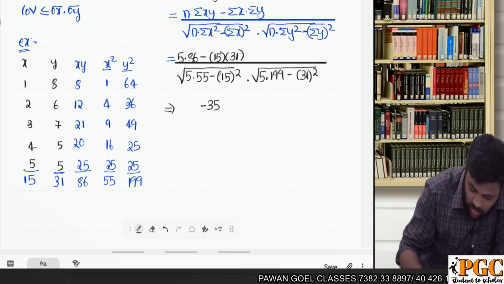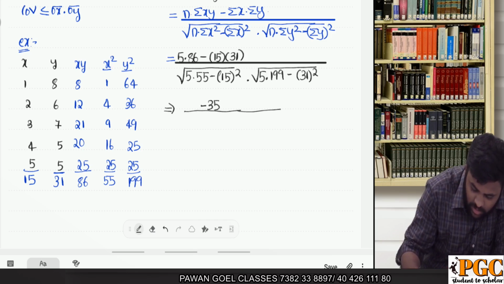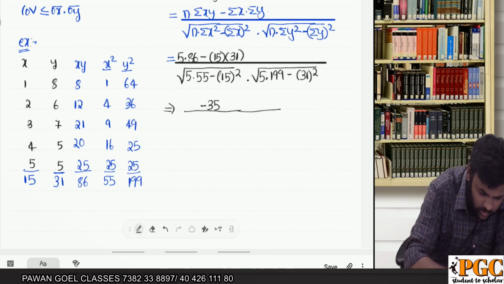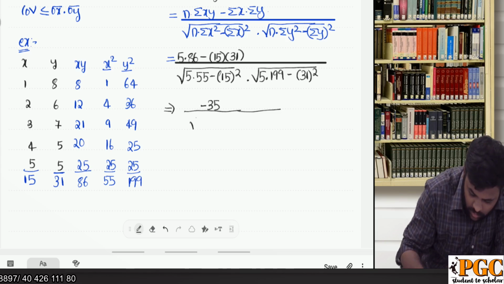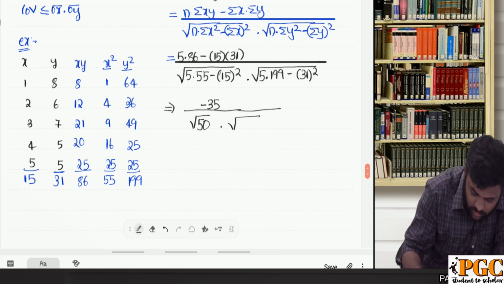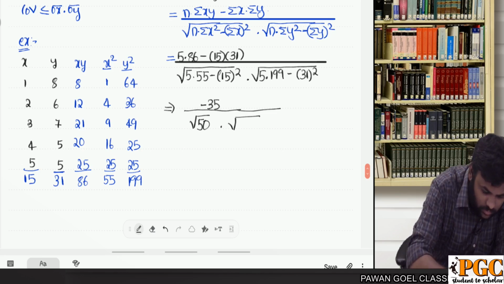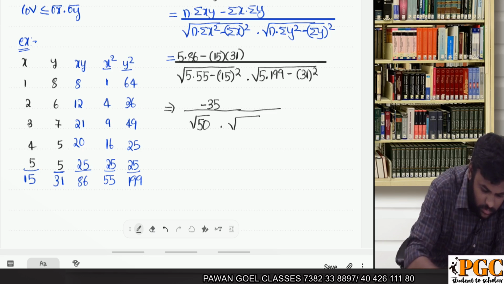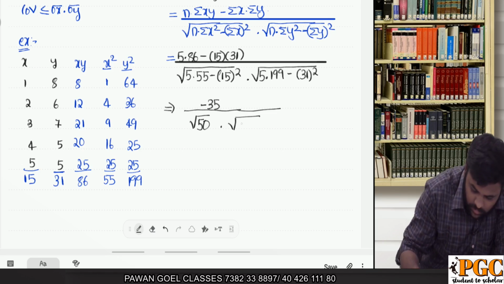Okay. Now let us compute the denominator value, my dear friends. 5 into root 50 into 34.